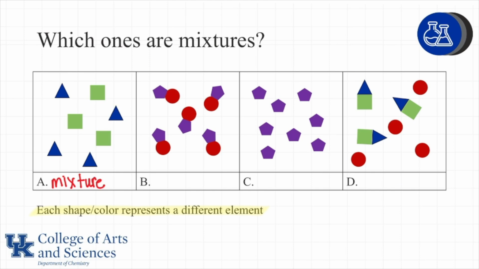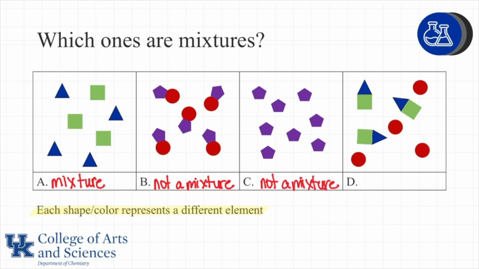In B, there are two atoms bonded together, but when we look at all the particles in that sample, we see that they're all exactly the same. So this is a pure substance, therefore it is not a mixture. For C, we see that all of the particles are exactly the same because they're all the purple pentagons. Therefore, there's only one substance present. Therefore, this is not a mixture.